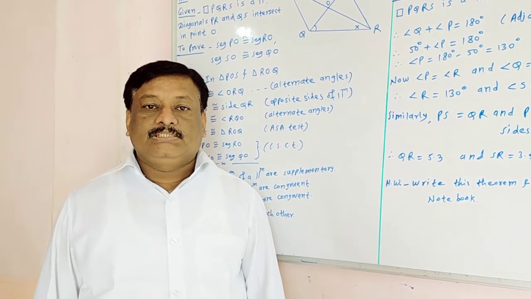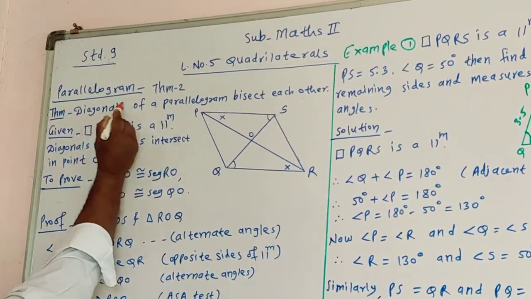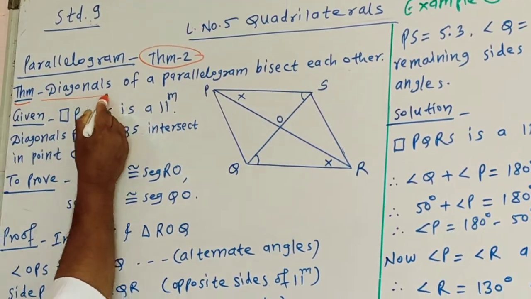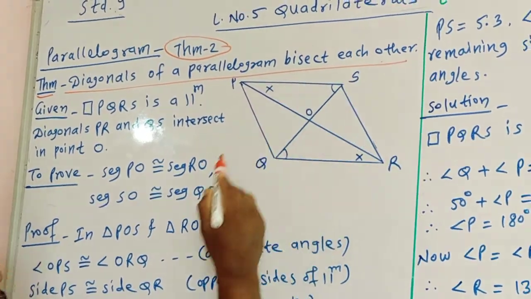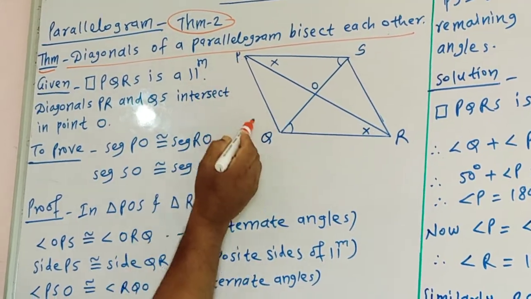Today we will see the second theorem of parallelogram. Theorem number 2: Diagonals of a parallelogram bisect each other. Now from this statement we have to draw the figure first.